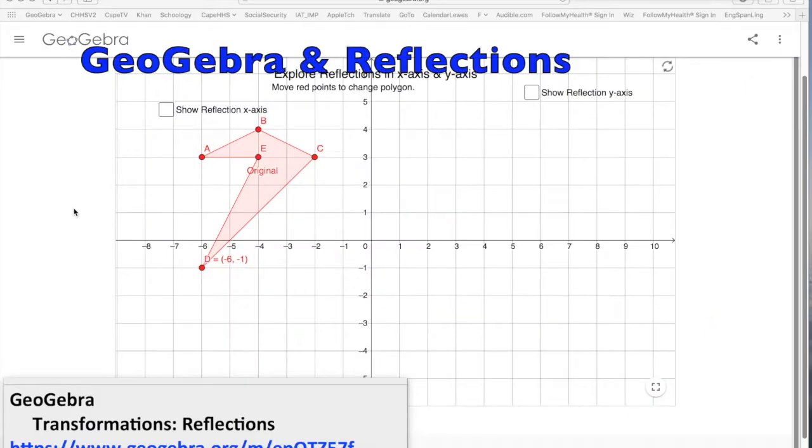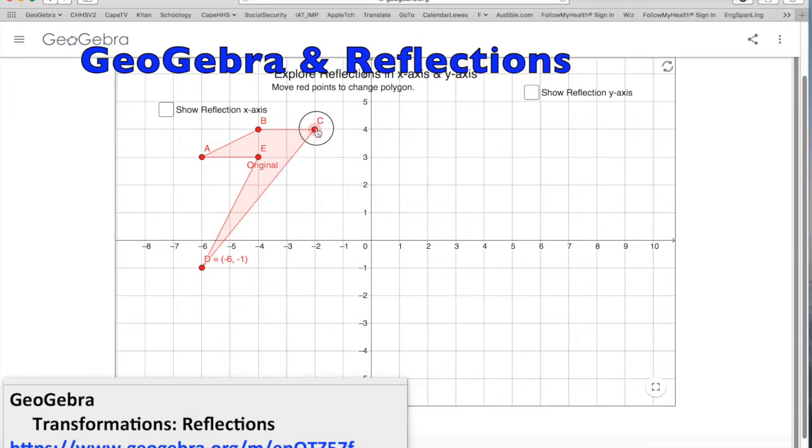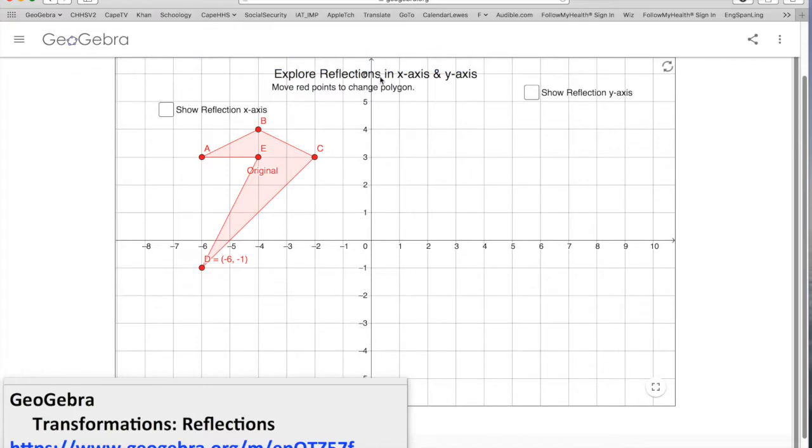Okay, if we look at exploring reflections in the x and y axis, here I have a shape, and of course all the points are movable. All right, that's my original shape here in red. If I want to reflect it in the y axis, that's the vertical axis, it comes over here.